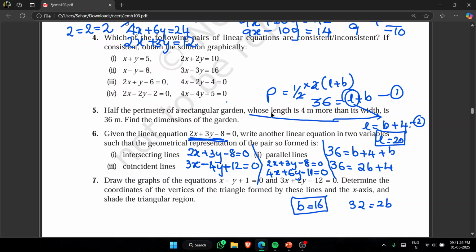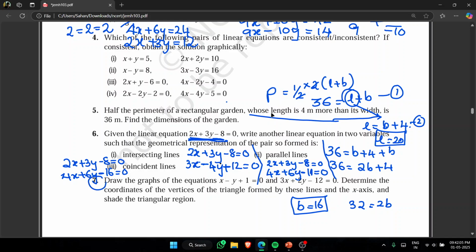Then for coincident lines, I will take the sample equation given in the question. They should be equal, so I multiply each term by the same number with the same sign. 2 I made into 4, 3 I made into 6, 8 I made into 16. Now you can check 1 by 2, 1 by 2, 1 by 2. A1 by A2 equal to B1 by B2 equal to C1 by C2. So it is coincident lines, infinitely many solutions.